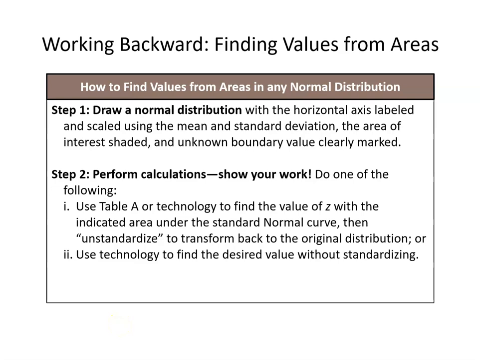In the previous way, when you were trying to find the area or the proportion based on the value, it was kind of a toss-up whether you wanted to use Table A or technology more. When you're working backwards in this way, you're probably going to want to use technology more than the table, but I will still show you both ways. If you're using the table, you would need to find the z-score that has that indicated area under the standard normal curve, with the mean of 0 and standard deviation of 1. And then you need to unstandardize it, so transform it back to the original distribution. Or like I said, you can just use technology, and I'll show you how to do that. And then finally, as always, answer the question that is being asked in the context of the problem.